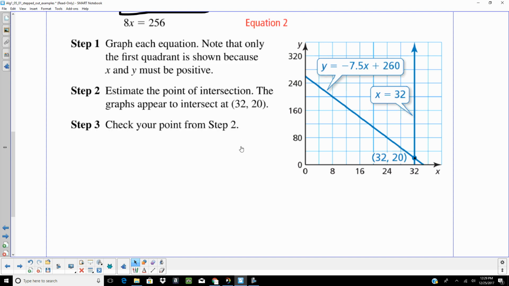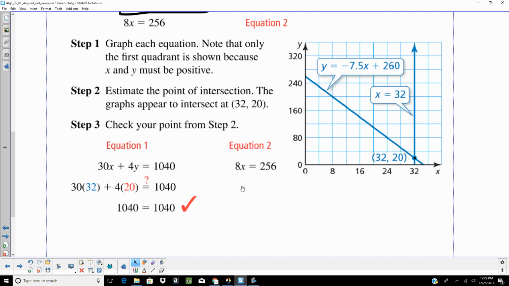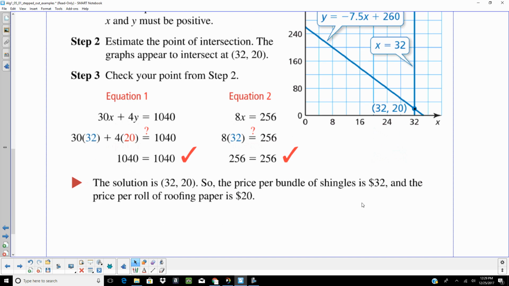So we want to go ahead and check our work. So you plug it back into both equations. It works. Plug it into the second equation. It works as well. So that means our x value, which is bundles, is $32 per bundle. And the price per roll is $20 per roll.